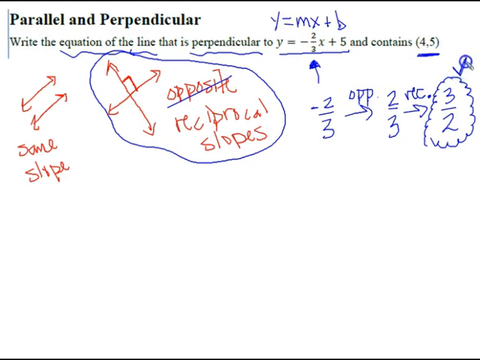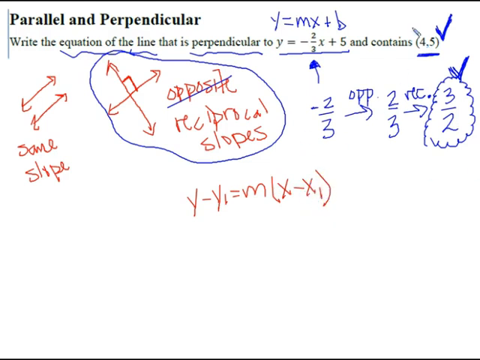We know the slope that we want to focus on, and we know the point that this line needs to go through. So if we know a slope and a point, or in other words, a point and a slope, maybe we want to use point-slope form. So that was y minus y1 equals m times x minus x1.